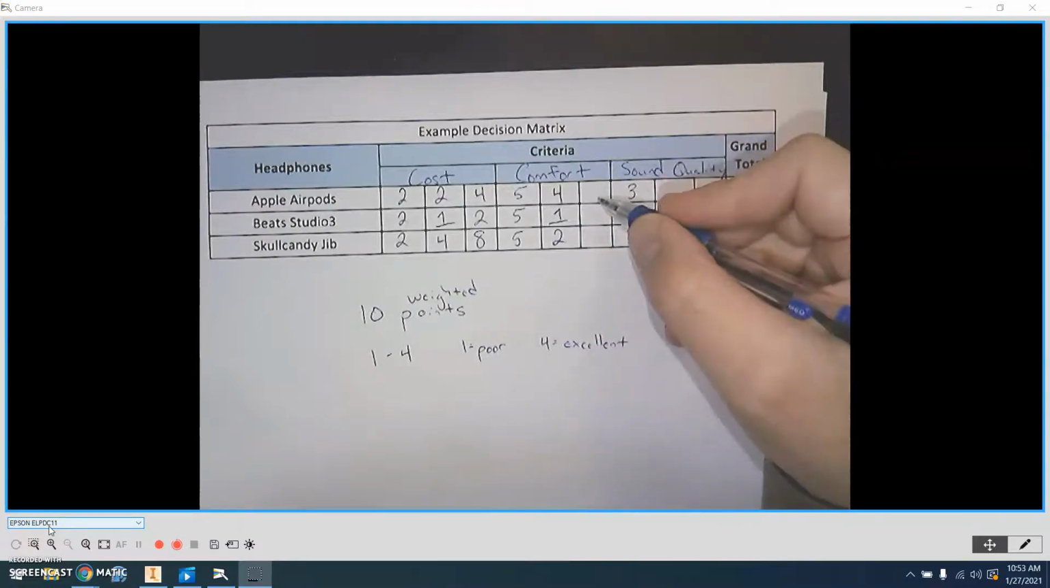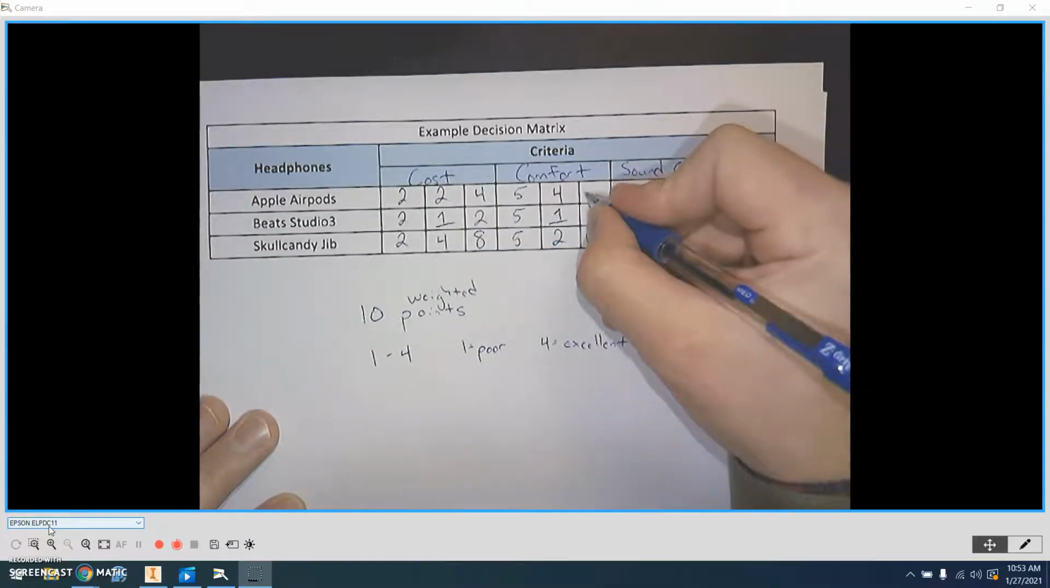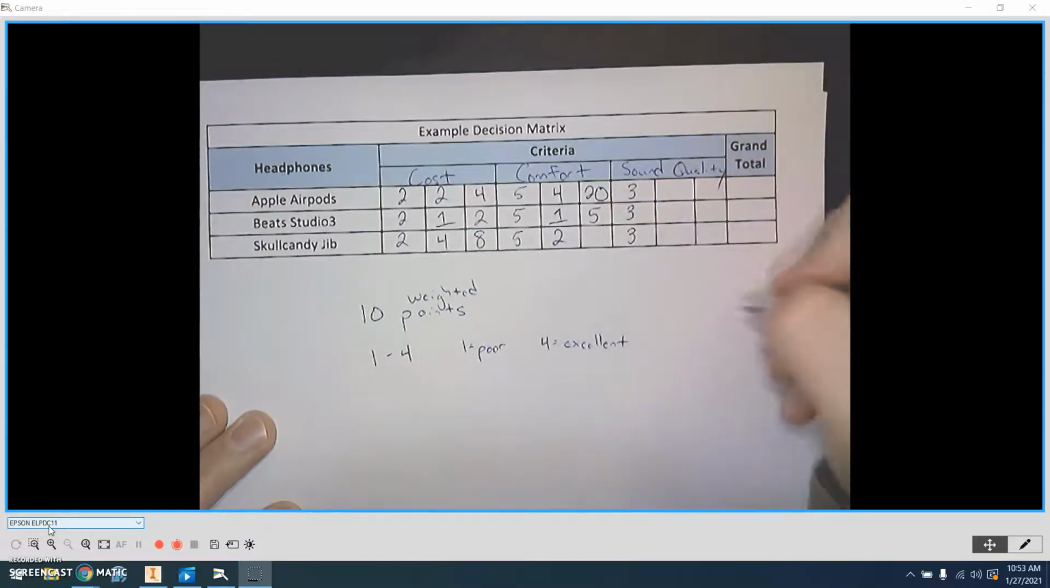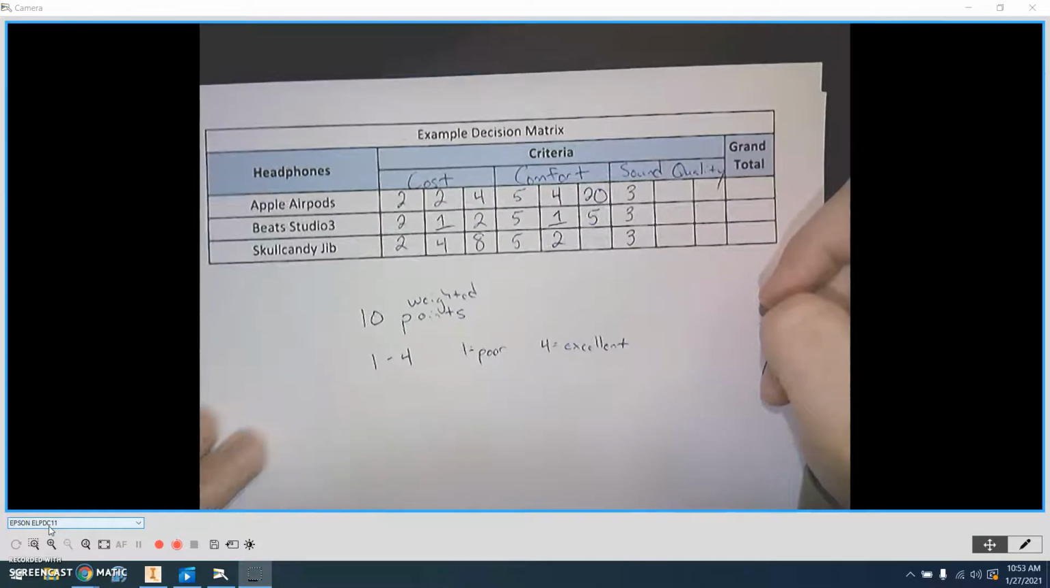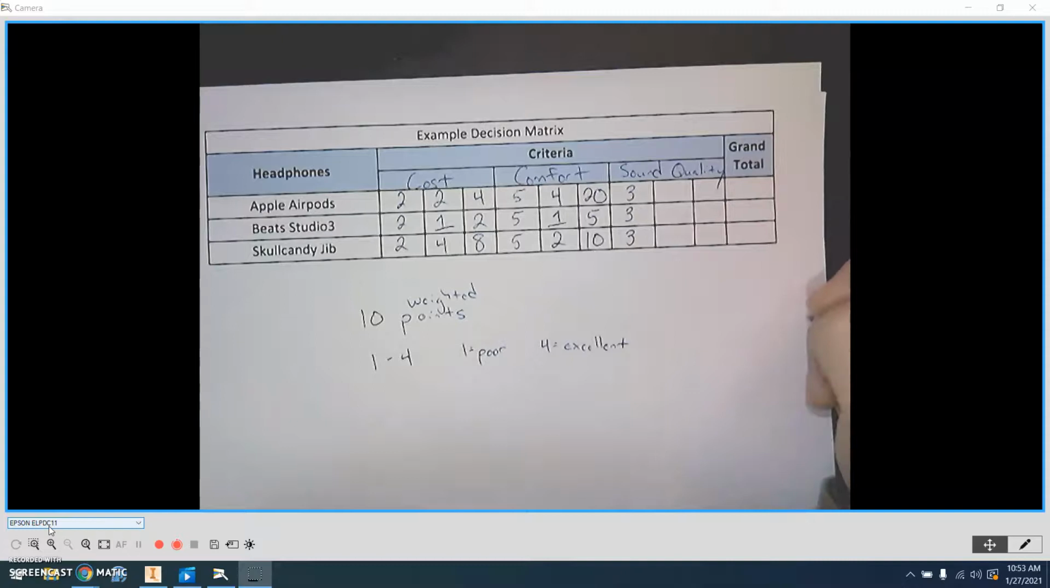So now I'm going to find the total for each of these. The AirPods are going to get 5 times 4, which is 20 for comfort. The Beats are going to get 5 times 1, so they'll get 5 for comfort. And the Skull Candy will get 5 times 2, which is 10 for comfort.